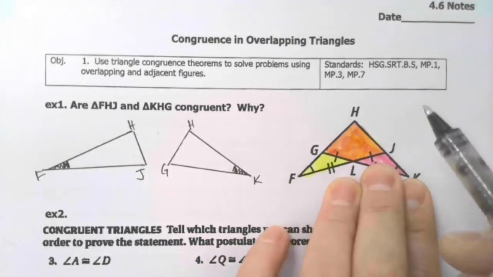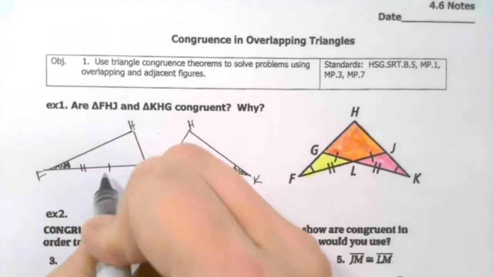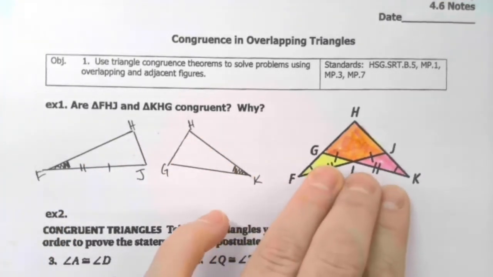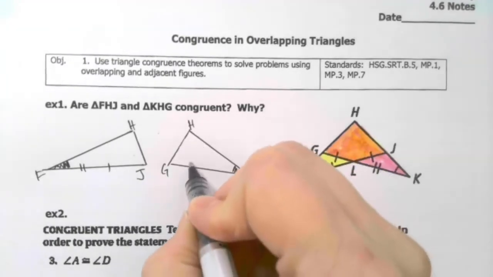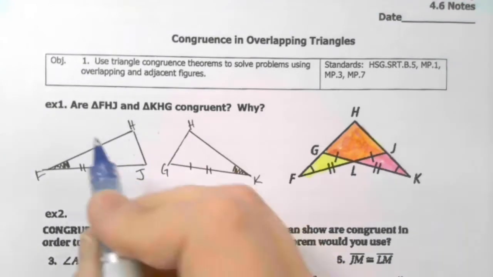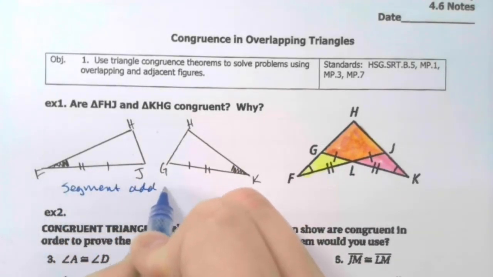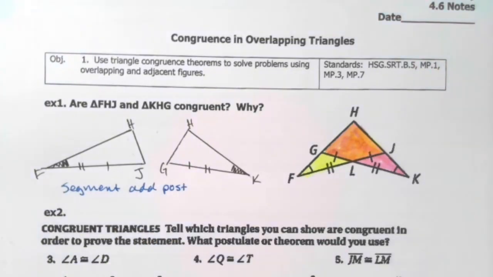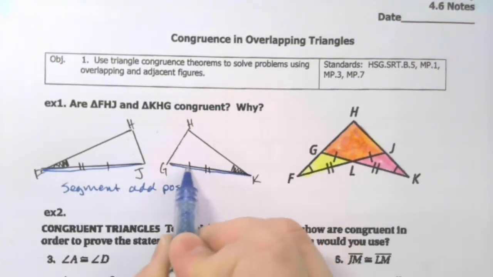F to J is a combination of double tick mark plus 1. G to K is also a combination of double tick mark plus 1. And what we get by drawing it out is 2 tick marks plus 1 has to equal 2 tick marks plus 1. That would be segment addition postulate. So we can say that these two sides are congruent.